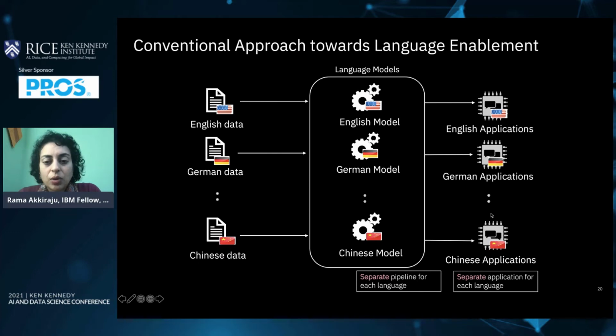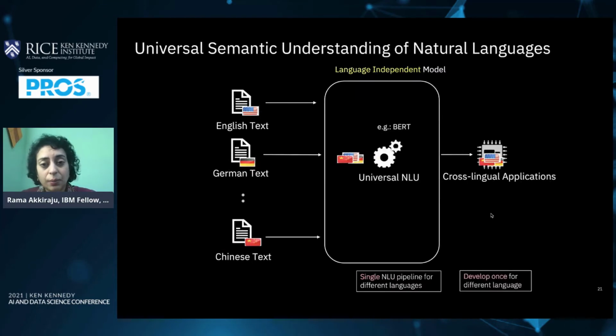The problem is that you have a separate pipeline for each language and separate application for each language, and it's very cumbersome to maintain and to host all of these different language models, and then recognize the language and redirect it to the corresponding language model, and to manage and maintain all of these things. It costs a lot of infrastructure. It costs a lot of maintenance across all of these pipelines.